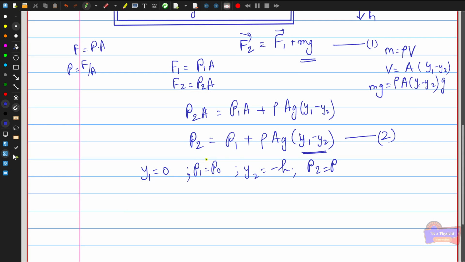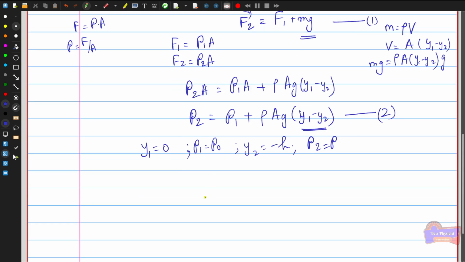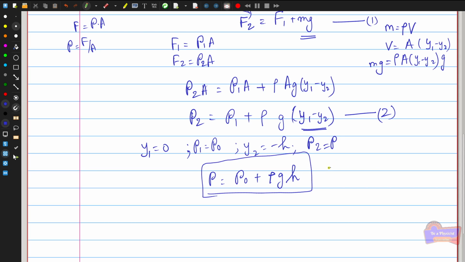If you substitute all these values in this equation, then I get P equal to P0 plus rho times g into h. Sorry, here the A will not come because A is cancelled out on both sides. So rho g into the difference, taken as the height. So this will be the equation to find the pressure at a given depth h of the liquid.